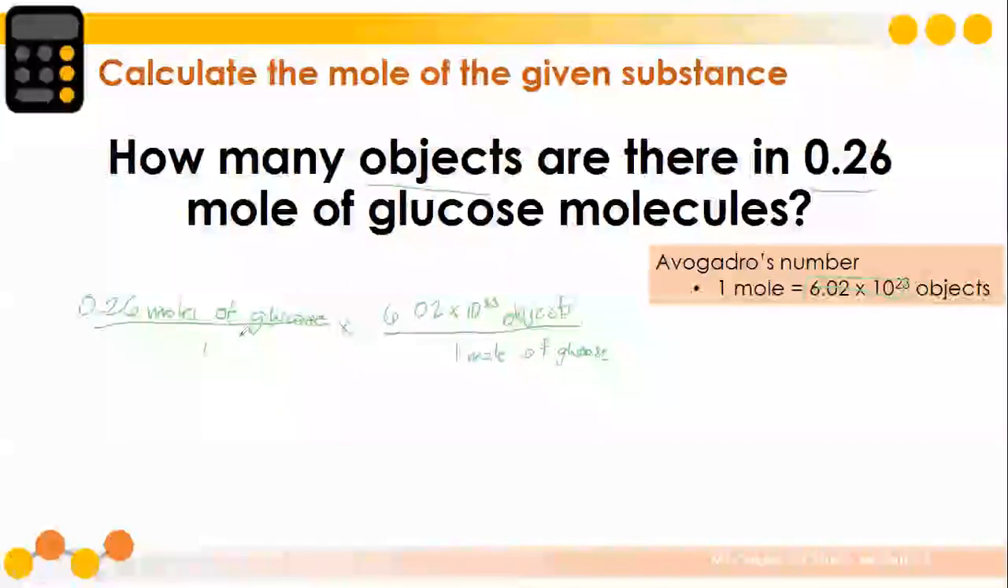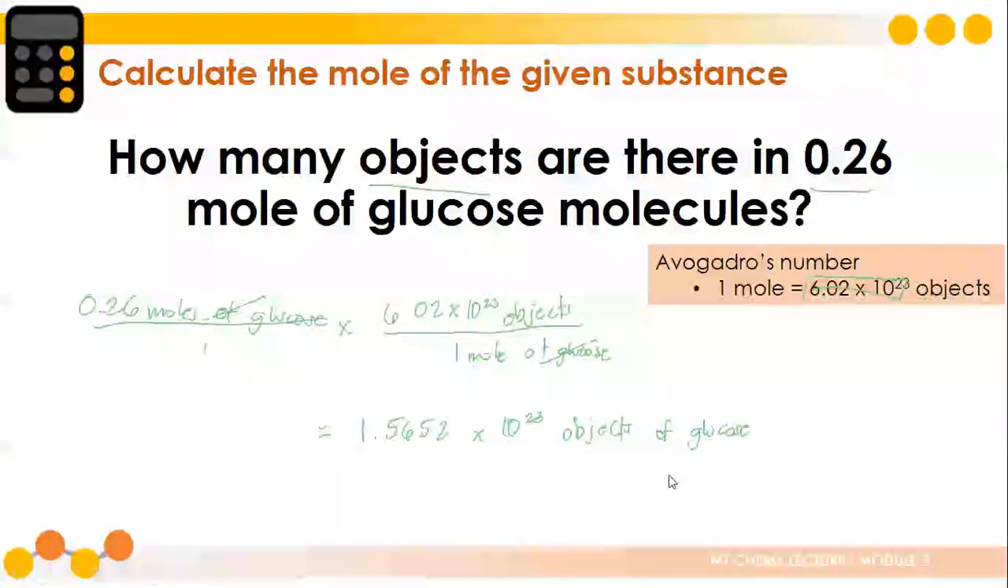So all you need to do is simple math, use your calculator, cancel out moles of glucose, and then multiply 0.26 by 6.02 times 10 raised to 23 objects. And then your final answer should be 1.5652 times 10 raised to 23 objects of glucose. This is now your final answer.